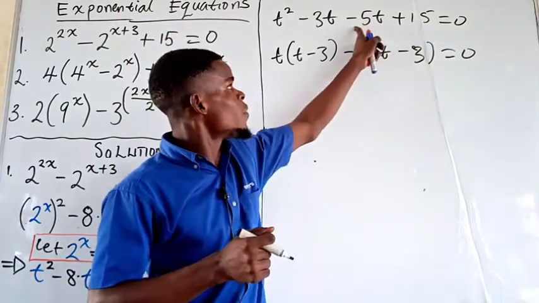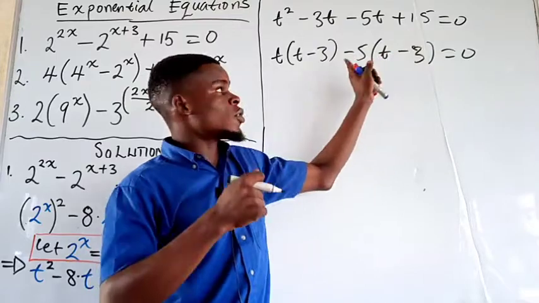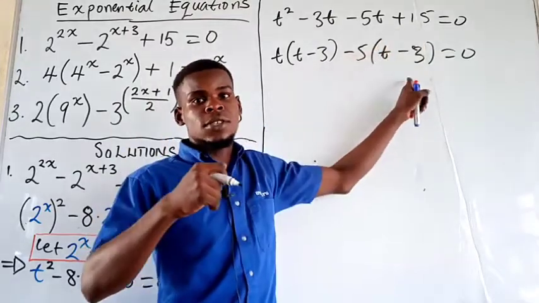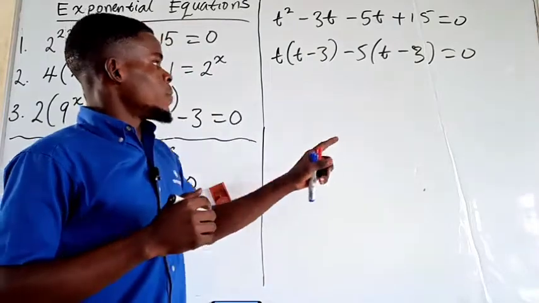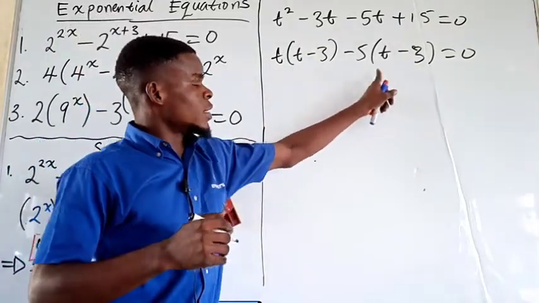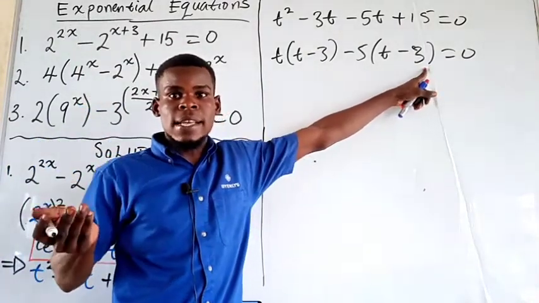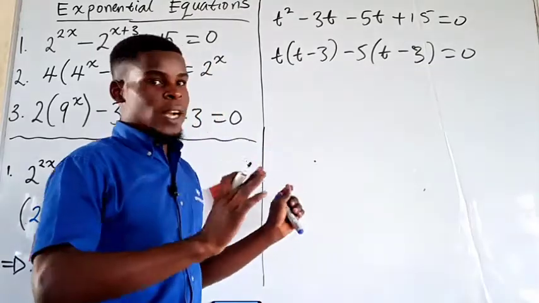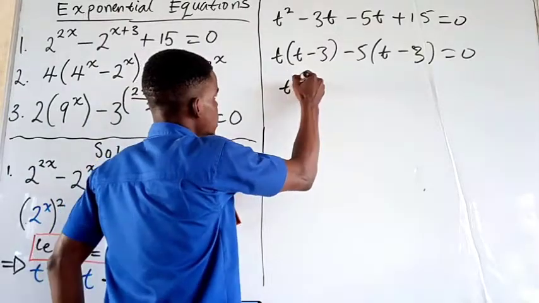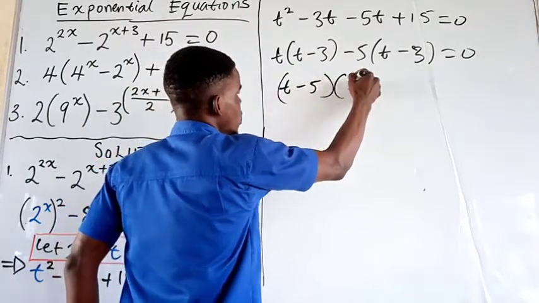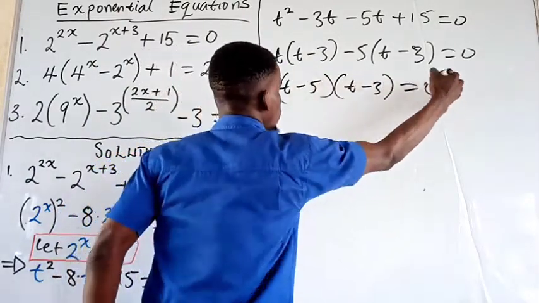When you have minus here and plus here, and you want to factor out the minus, endeavor to change the addition to subtraction, so that it balances what you had initially. Great. Now we see that the contents of this bracket and this bracket are the same. In fact, we need to factorize the bracket out, and we get the remaining. So that becomes t minus 5 times t minus 3, equal to 0.